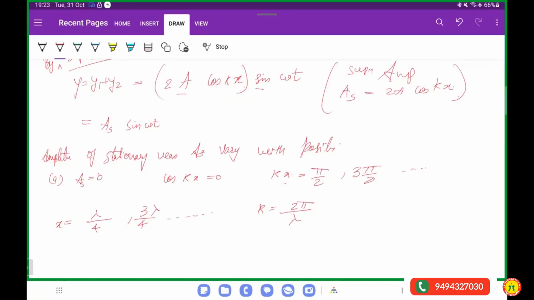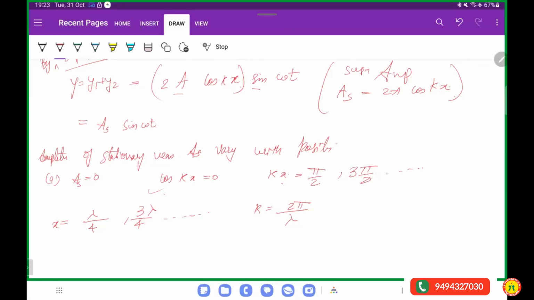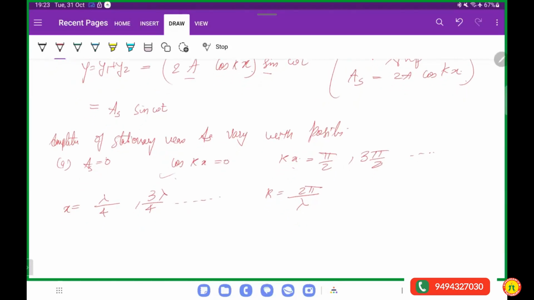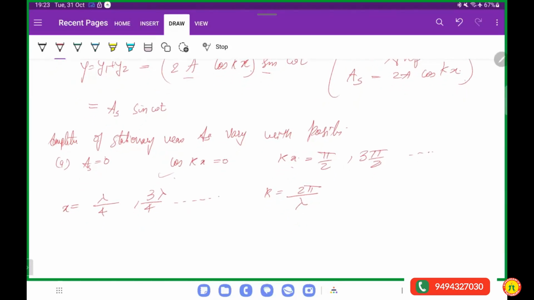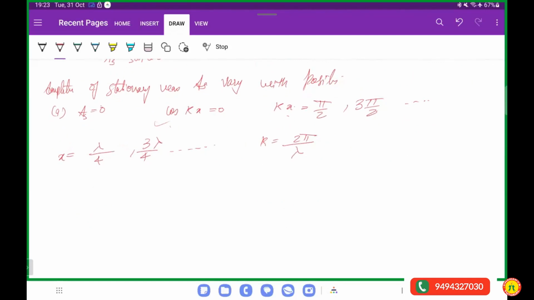Did I miss anything? The kx value should be pi by 2, yes, and it should be 3 pi by 2. Okay, that is correct because it is 0. X equals, if I substitute this value, did I make a mistake? Let's see. K is 2 pi by lambda. So lambda and pi will get cancelled. So lambda is left, and 2 and 4. Yes, correct. And this also is the same.